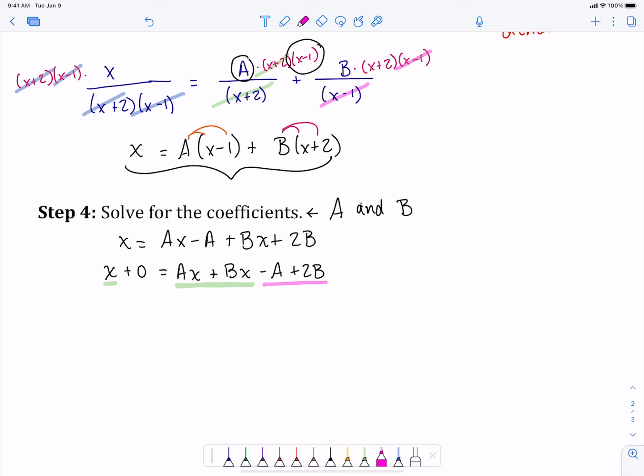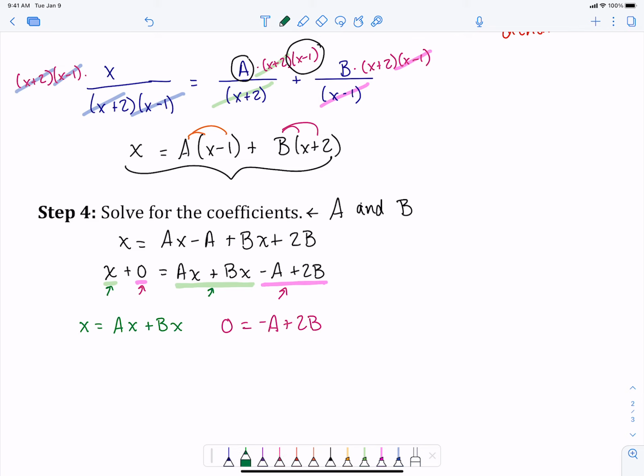Similarly, if we knew what A and B are, if we did minus A plus 2B, we should get 0, because those are constant terms. Those are parts without our x value. So if we take that x, it needs to be equal to what we get from Ax plus Bx. And we also need here to get 0 when we add negative A plus 2B.